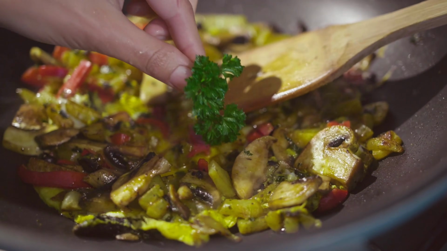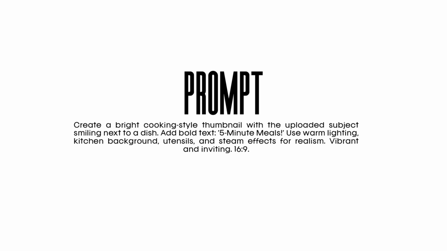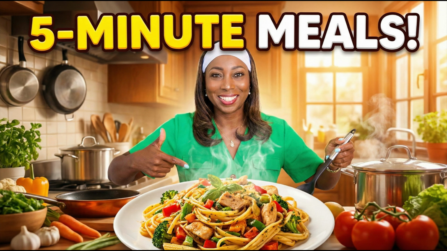Here's another example. If you have a food or a cooking channel, and let's say your thumbnail text is 5-minute meals. As you can see here, this is the prompt that we got from ChatGPT that we placed in Nano Banana, and this is the result of the thumbnail that was generated. Let's try a few more for the fun of it.